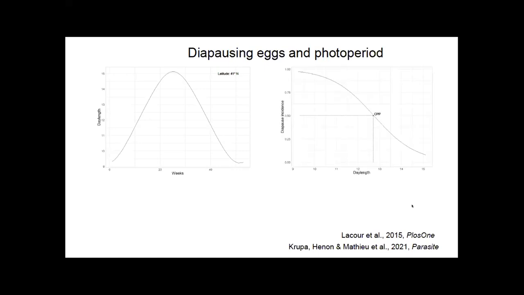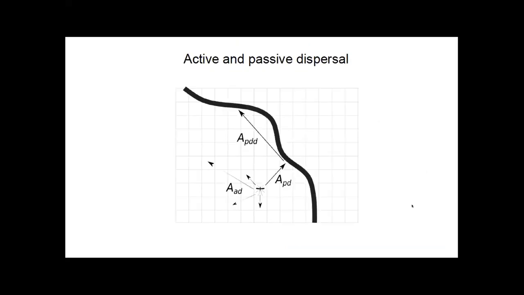And if we consider that the incidence of diapausing eggs increases as the day length decreases, at this latitude we have more or less 50% of egg production around the 36th week of the year, so around next week more or less, according to the model and the information gathered from these two publications. And we use this information to drive the life cycle of the mosquito, but we also consider active and passive dispersal when we have the model in the spatially explicit scale.